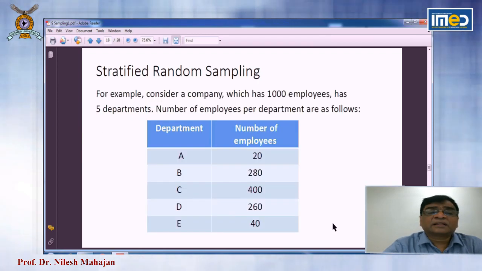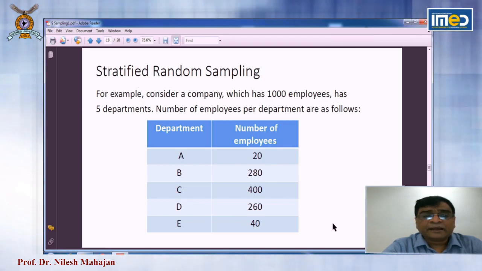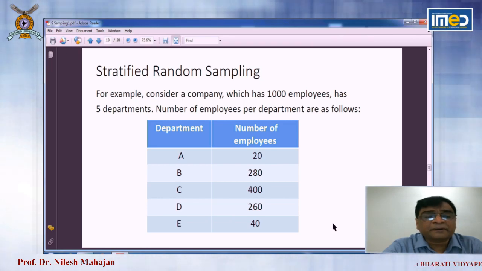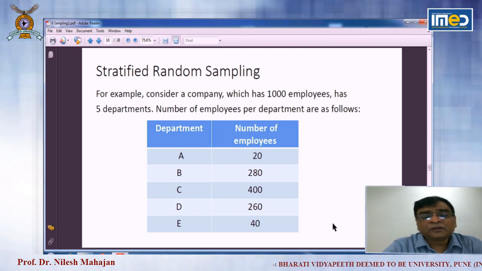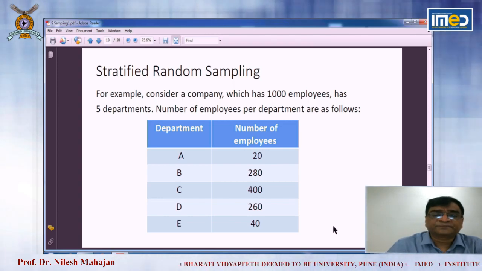Now, I am taking one example. For example, consider a company which has 1000 employees and has 5 departments. The number of employees per department is as follows. There are 5 departments, A, B, C, D, E, and the number of employees in A is 20, B 280, C 400, D 260 and E is 40.